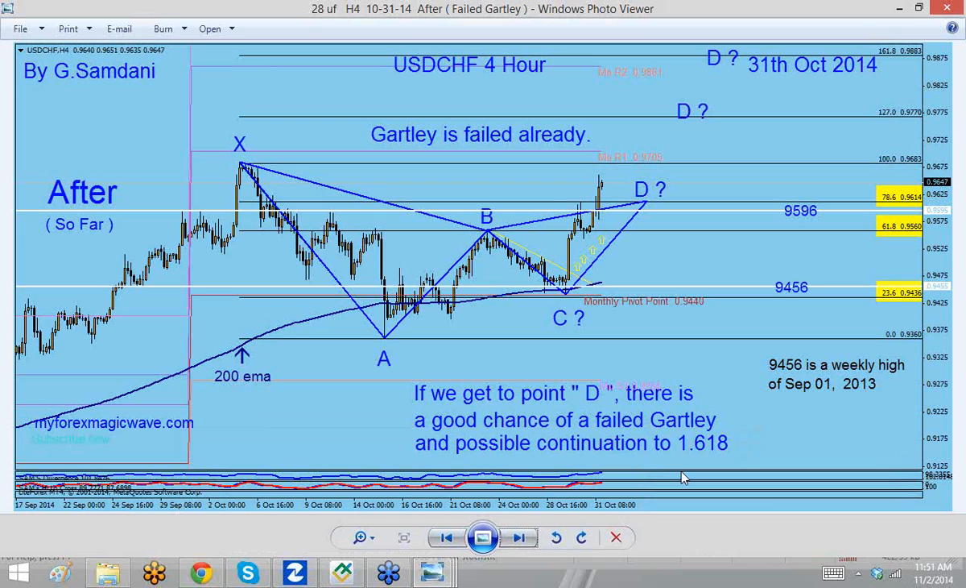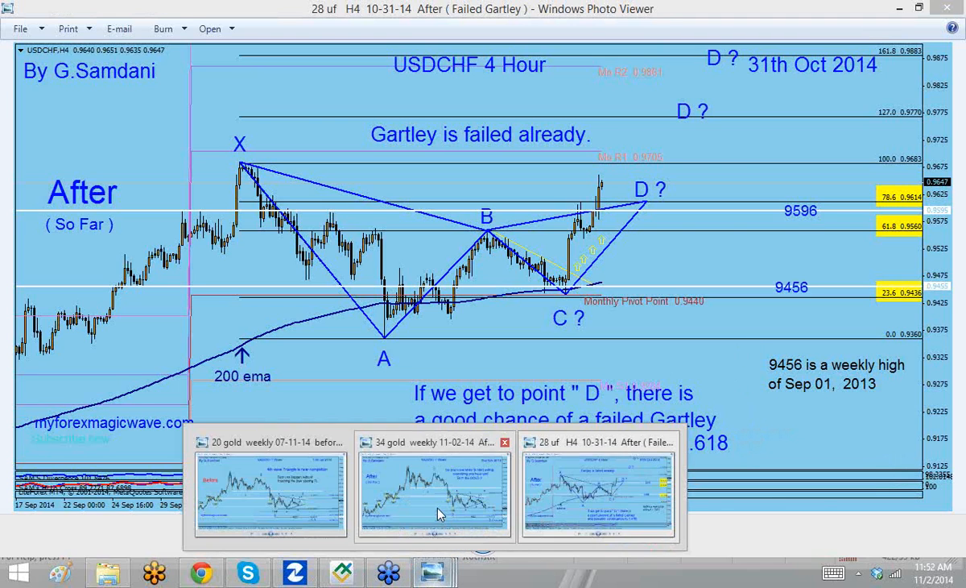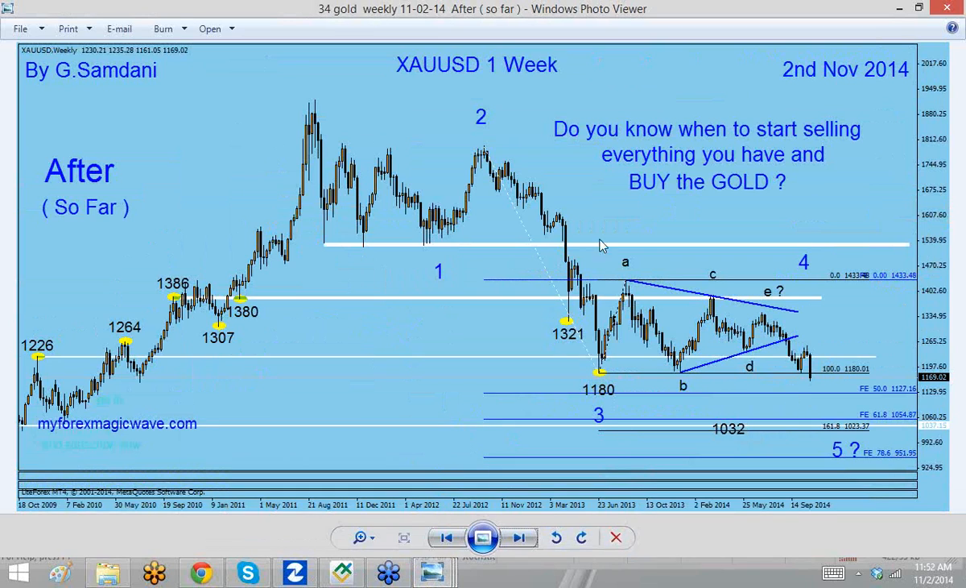Okay, so this is it for now. I just wanted to show you the gold, especially. Pay attention to that. Okay, pay attention to where you're going to start. That's why I wrote it out. You know when to start selling everything you have and buy the gold. So buying gold, not now, but the time is about to come very soon. Okay, I know where it's going to stop, and then I'll be waiting for that point to come.